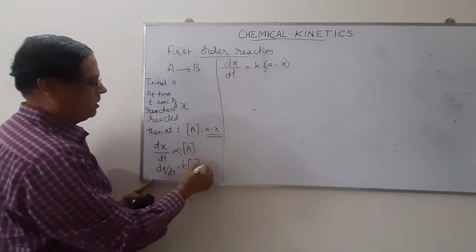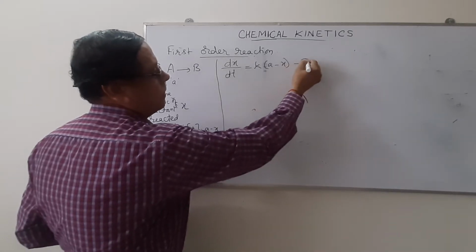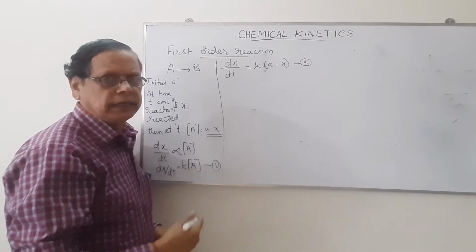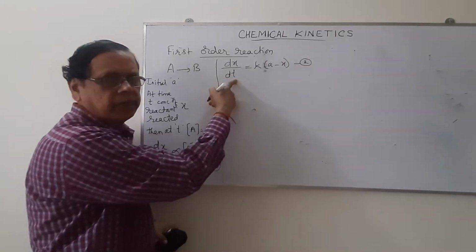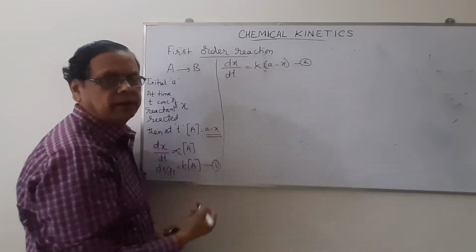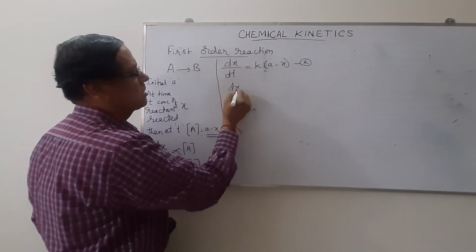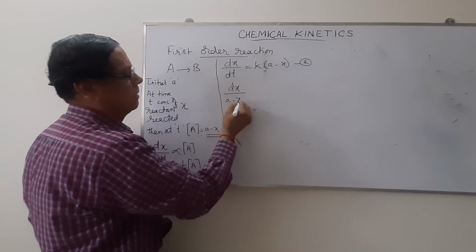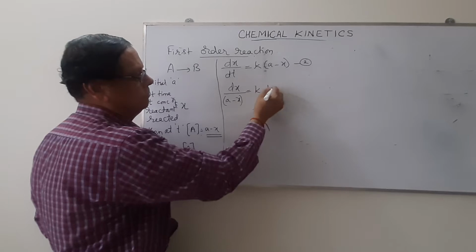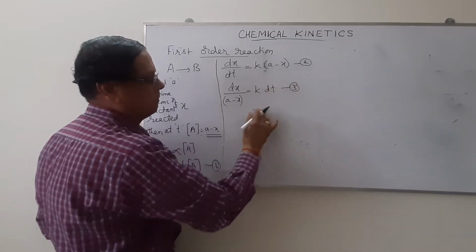Let us say this is equation 1 and this one is 2. In this equation 2 there are two variables. One is the time variable, as the time changes, the other variable is concentration. So we have to separate these variables. Dx by A minus X is equal to k into dt. Let us say this is equation number 3.